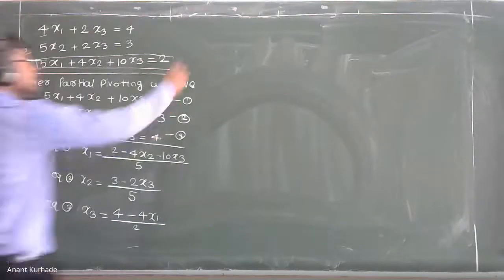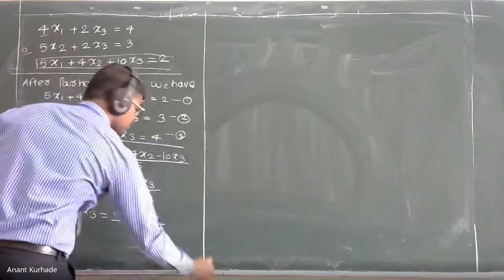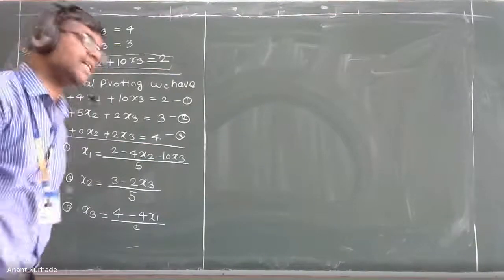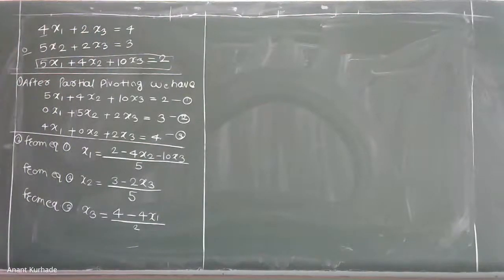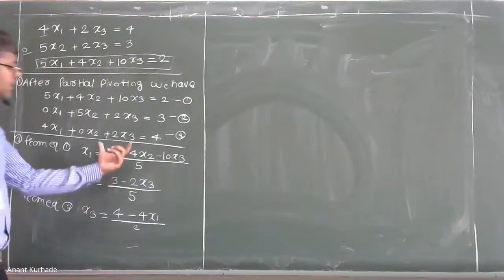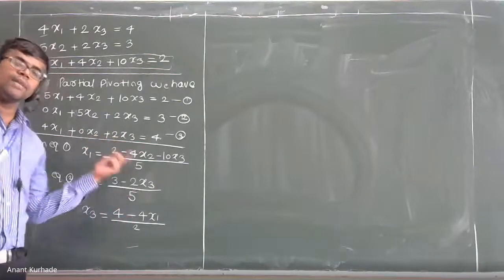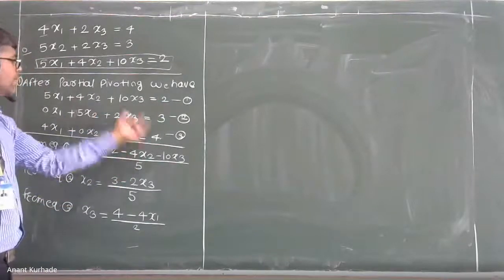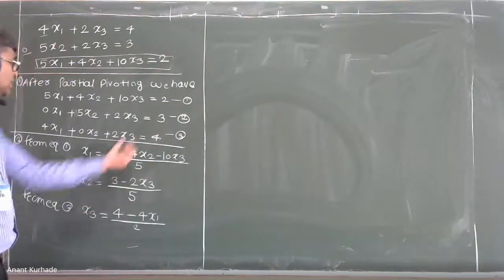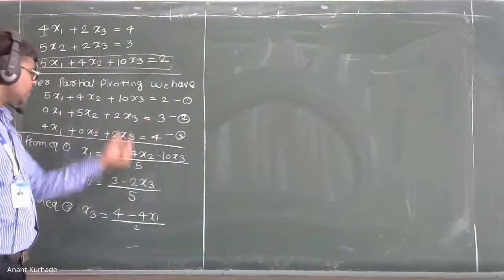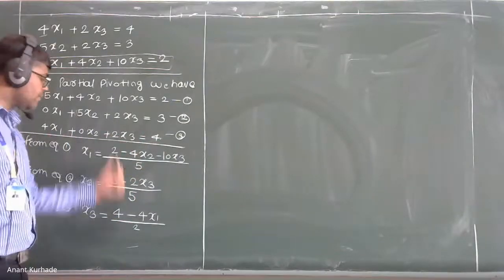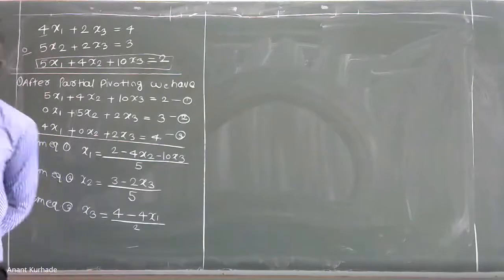So we have reached step number 2. Basically step number 1 was to do partial pivoting. Step number 2: separate the first equation for the first variable, the second for the second, and the third for the third variable. Once you write this, please cross check the plus and minus signs. So x1 is equal to 2 minus 4x2 minus 10x3 divided by 5, x2 is equal to 3 minus 2x3 divided by 5, and x3 is equal to 4 minus 4x1 divided by 2. Are all these equations correct?